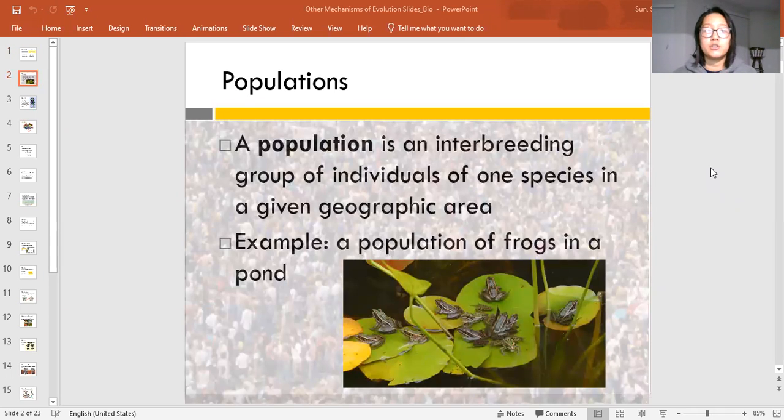So what is a population? Remember, a population is an interbreeding group of individuals of one species in a given geographic area. So they all have to be in the same area, and they all have to be the same species in order to be considered a population. The example in this picture is a population of frogs in a pond. They're all the same type of frog. They can all interbreed and make more baby frogs, and they all live in the same pond. That is a population.